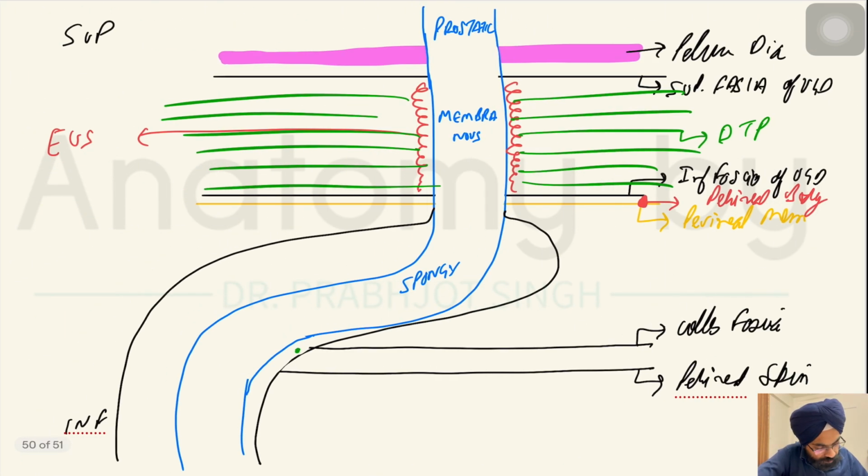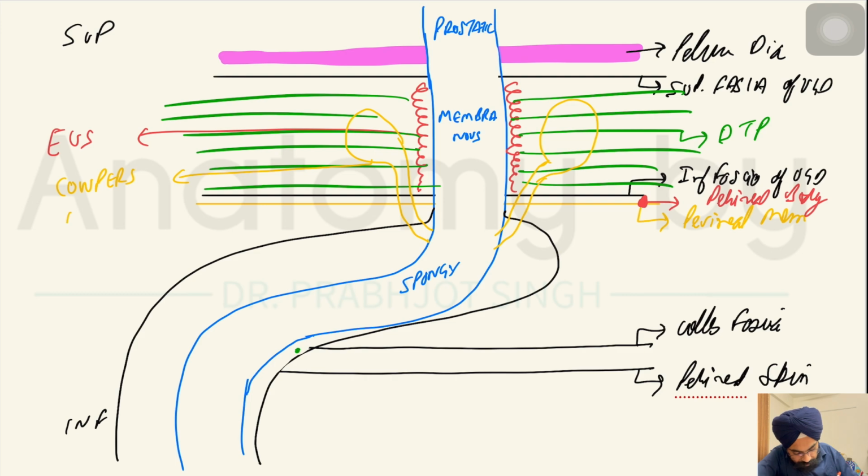Okay. So now let us draw the corpus gland. Corpus gland is present over here with its duct opening in the spongy part of urethra that is present in the superficial perineal pouch.